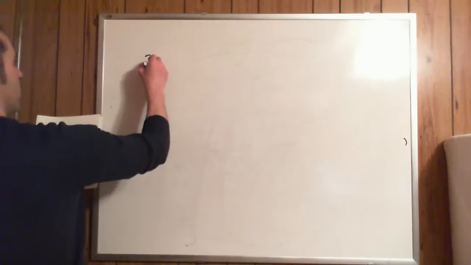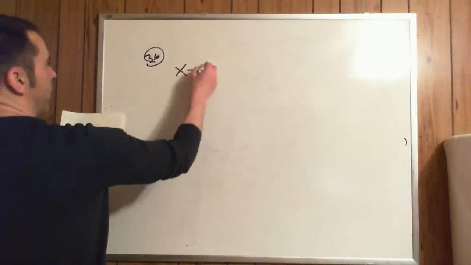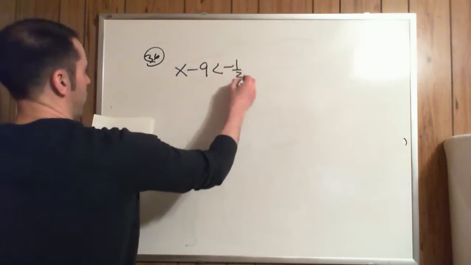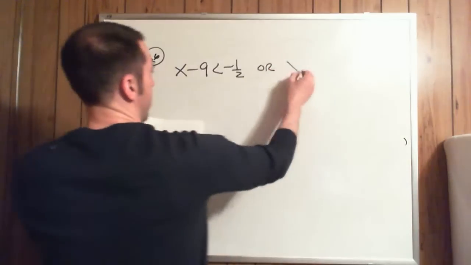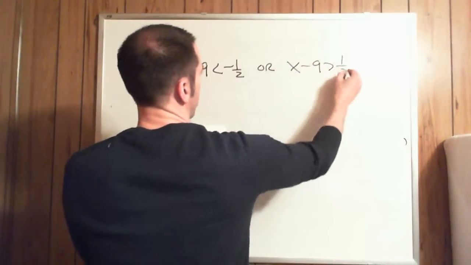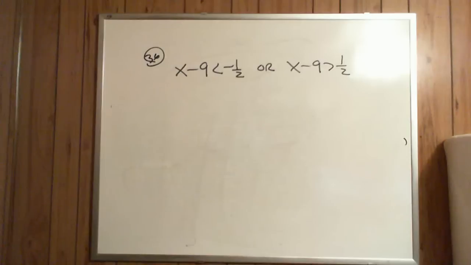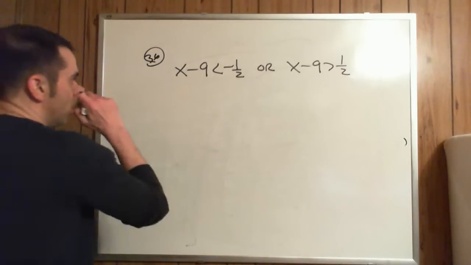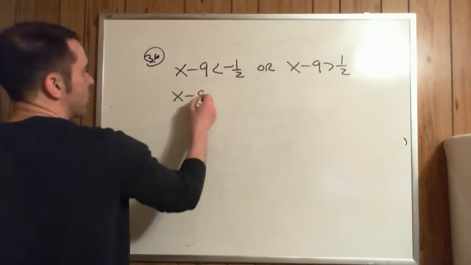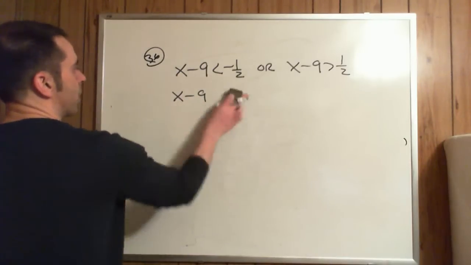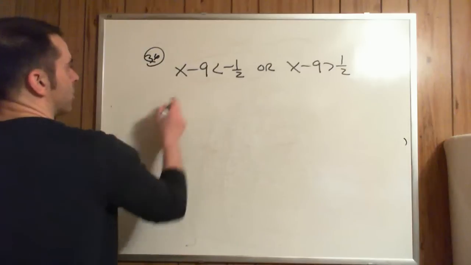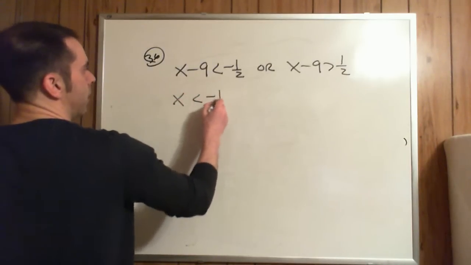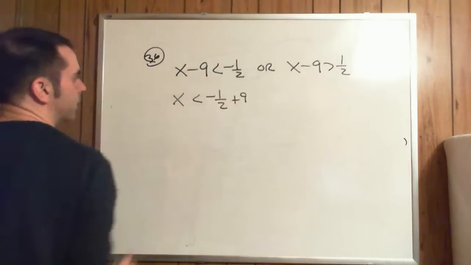Number 36. x minus 9 is less than negative 1/2, or x minus 9 is greater than 1/2. So all you just do is solve each of them separately and graph your answer. So I'm going to add 9 to both sides. So x is less than negative 1/2 plus 9.